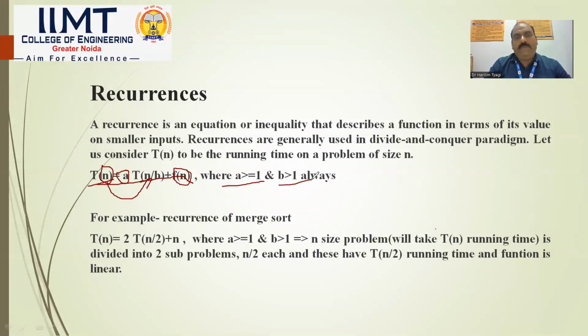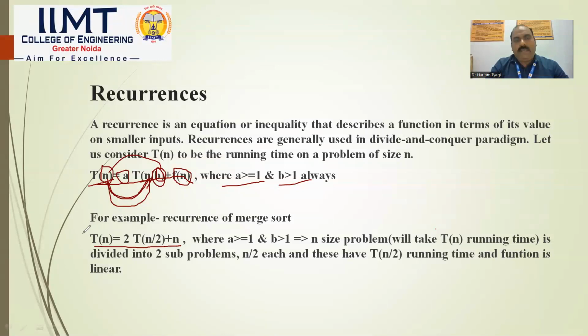Why is b always greater than 1? If we take the value of b as 1, then there is no division at all. n is divided into n. So b must be at least 2. You can divide the n-size problem into other examples as well.